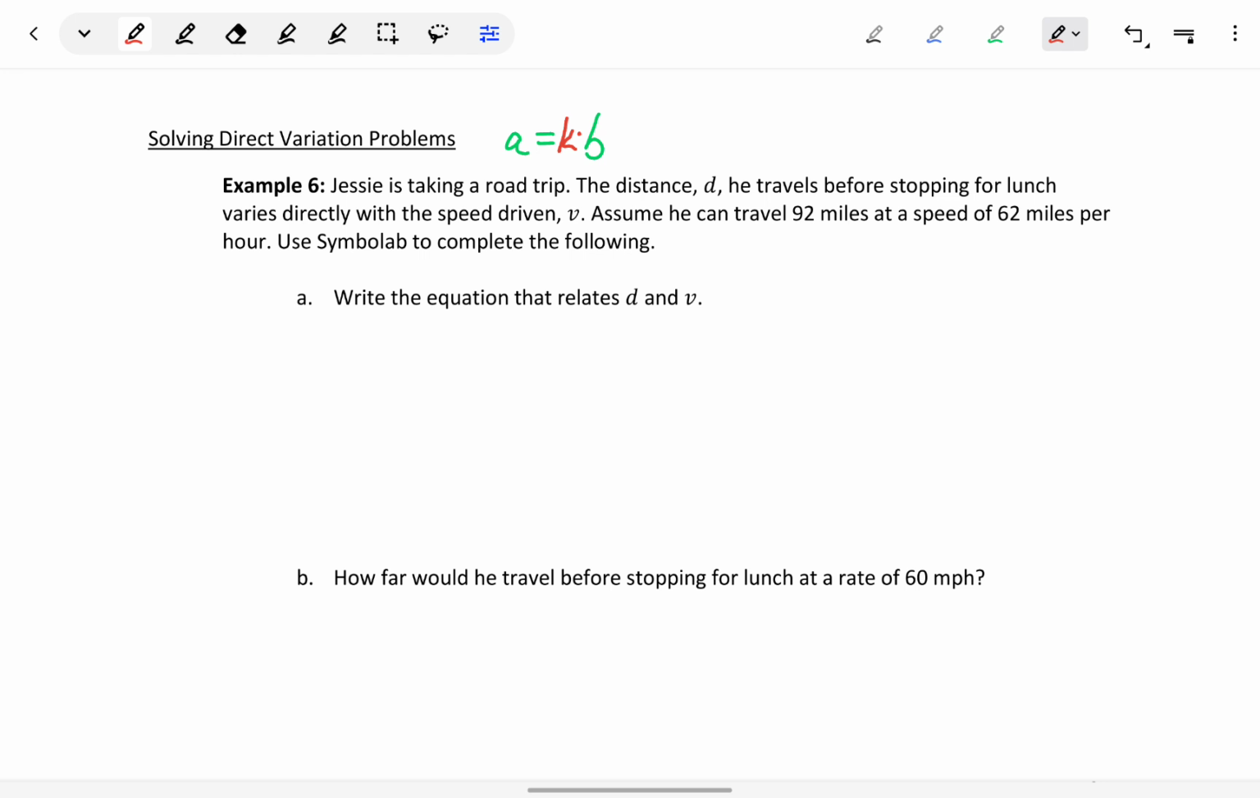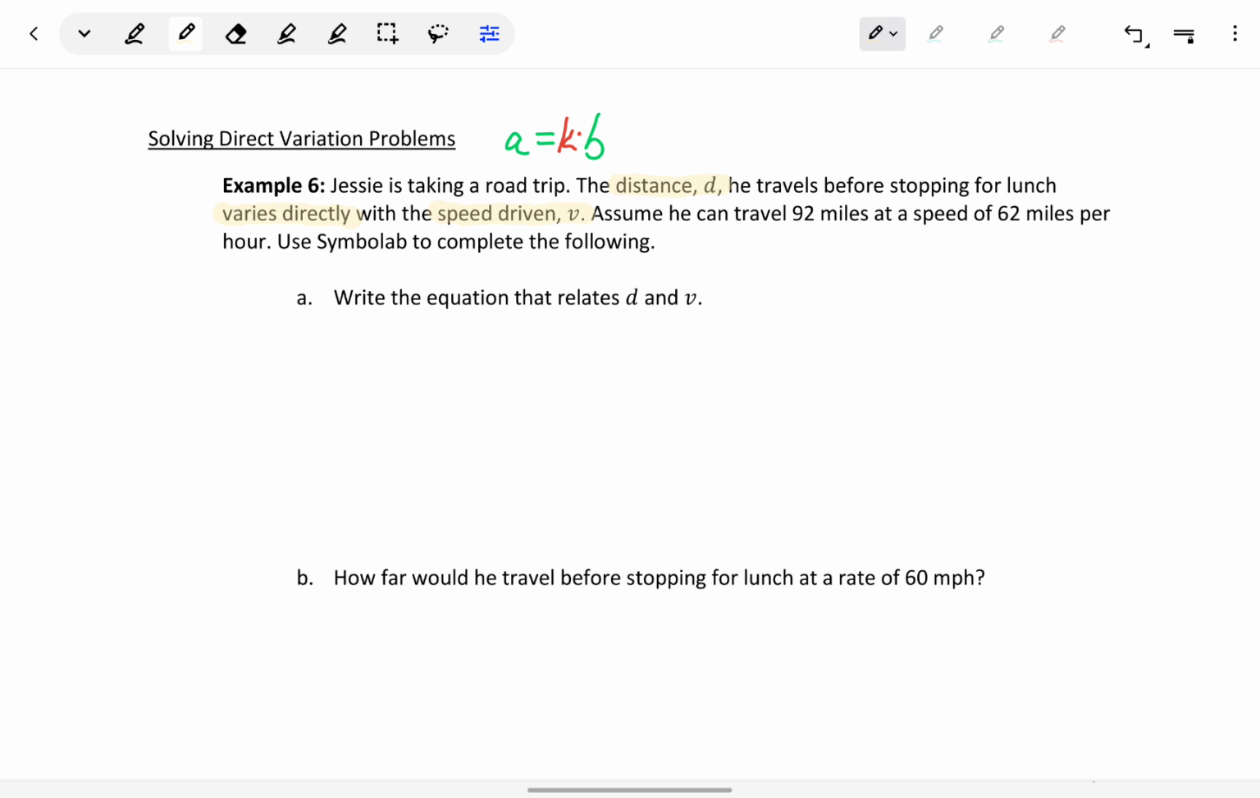In example 6, Jesse is taking a road trip. The distance d that he travels before stopping for lunch varies directly with the speed driven v. The key language we're looking for here is that we have some variable, which in this case is distance d. We need that to vary directly. We're going to have that language in our problem with another variable, which is the speed v. We assume he can travel 92 miles at a speed of 62 miles per hour.